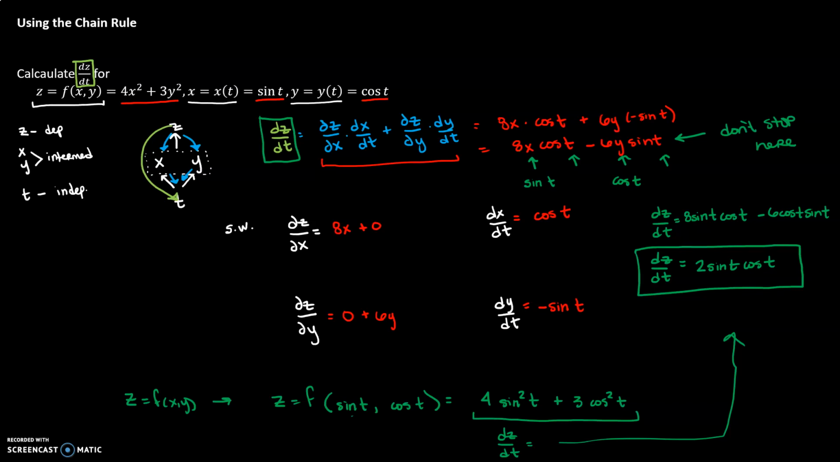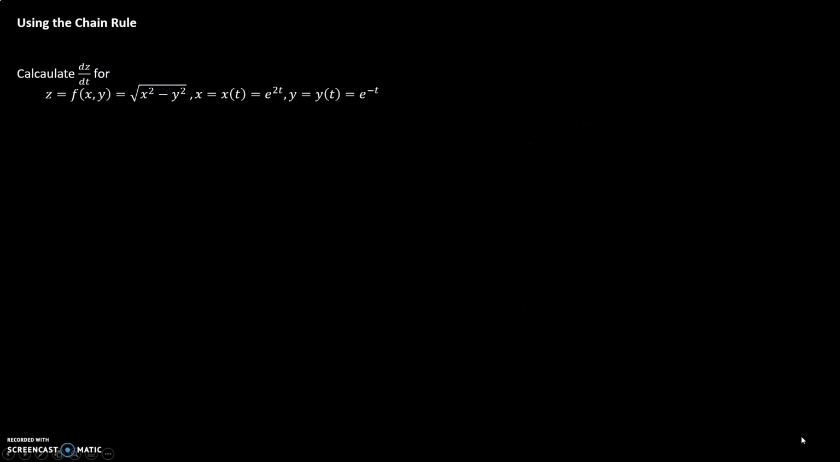All right, next example. Here we're asked to calculate dz dt, where again z is a function of x and y, x is a function of t, and y is a function of t. I'm going to go ahead and write out all of my work for this problem, so pause the video now, give it a try on your own, and then compare your answers.